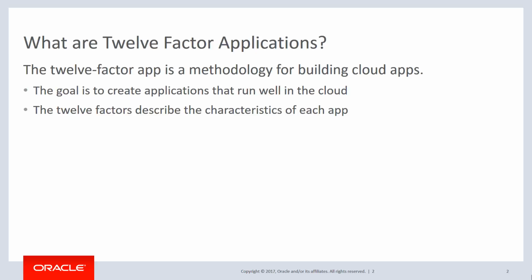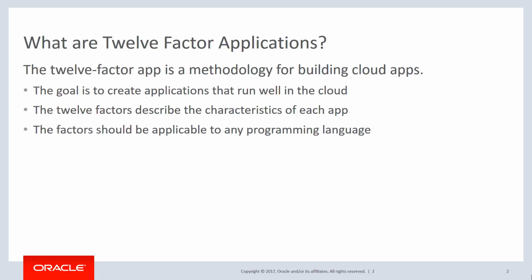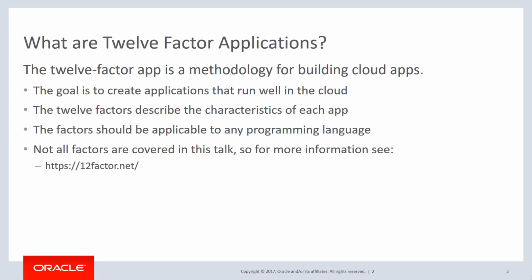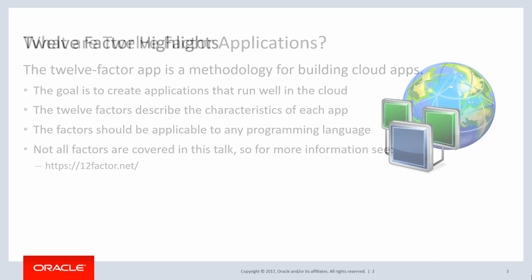The factors describe the characteristics of the app, and they are applicable to any programming language. We're using Java, but of course you can apply this to Node or PHP or another language. I'm not going to talk about all of them, just some of the ones you'll probably see in your labs. If you want more information, go to 12factor.net, where you can read about all the details.